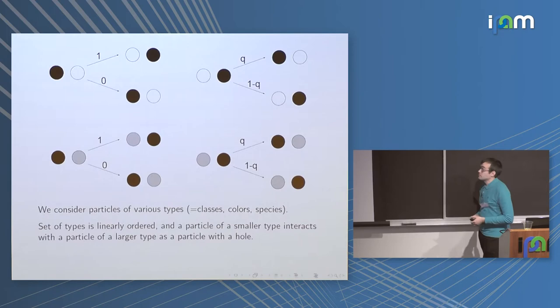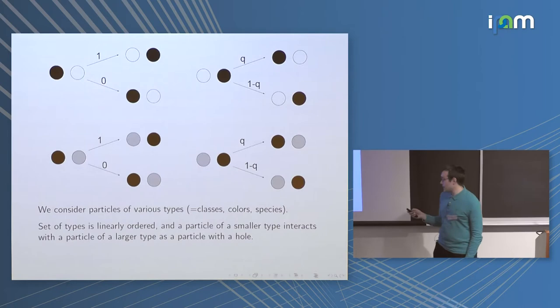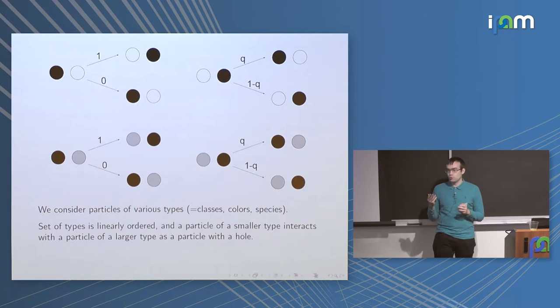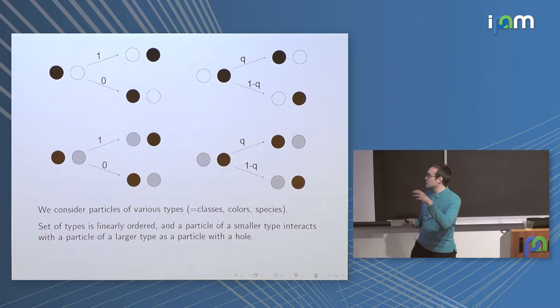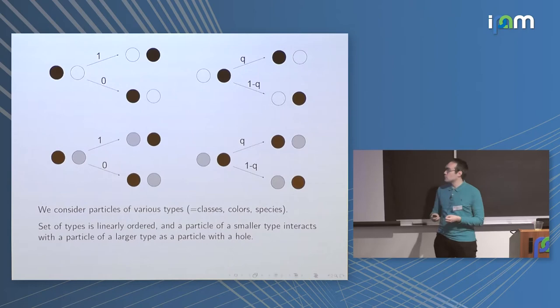For this, I need to define ASEP slightly differently from before. If I have just particles and holes, I will think of this as having two types of particles. One of these types I call a hole, but nevertheless, for these two types of particles, I say that one type is, let's say, smaller, and the other is larger. One type is strong, and the other is weaker.